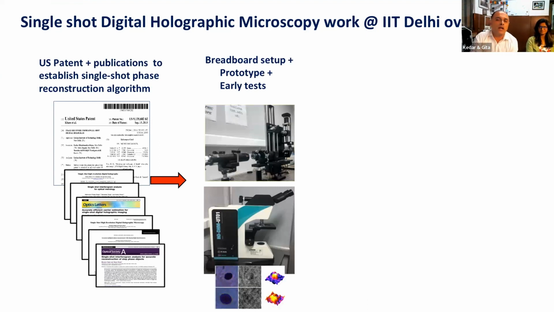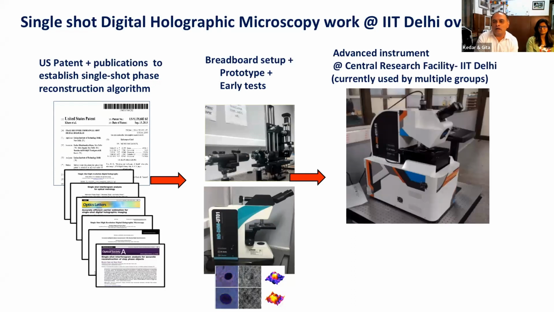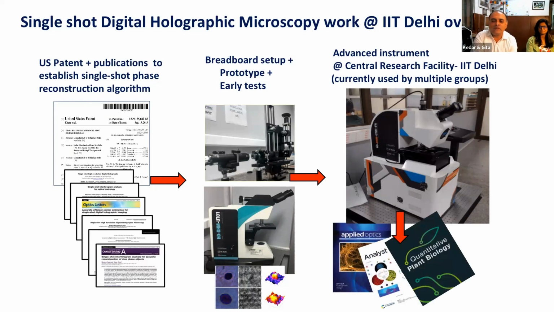The first prototype we had was on a breadboard-like setup that looked like this. It doesn't look like a microscope at all, but was just a trial version. That was embedded in a more initial prototype, and that already started giving us many interesting results. So we converted this into a more advanced instrument, which is now available in the central instrumentation facility at my institute, IIT Delhi. Interestingly, it has started giving publications for various groups in chemistry, and now a new publication here in quantitative plant biology.